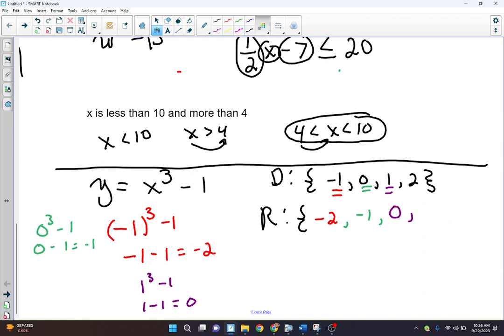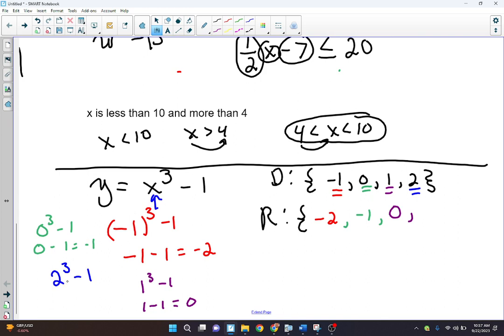All I'm doing is taking this number over here in the domain, then I plug it into this equation. So it's going to be 2 to the third power minus 1. Then I solve it. 2 times 2 times 2. Wait, you have to do it for all the numbers? All the domain I give you, you have to do it for all the range. You don't have to show all the work of it. You could just give me the answer in this one.